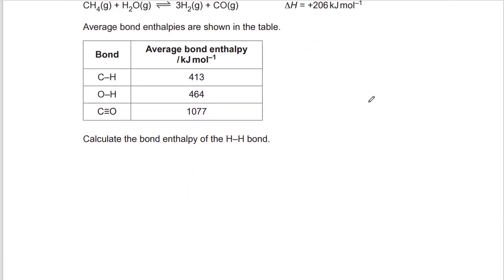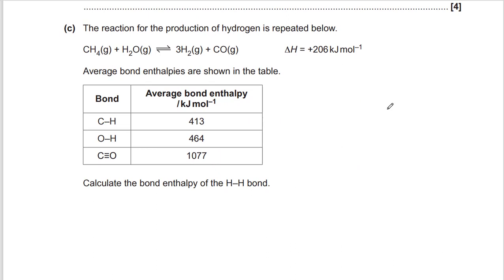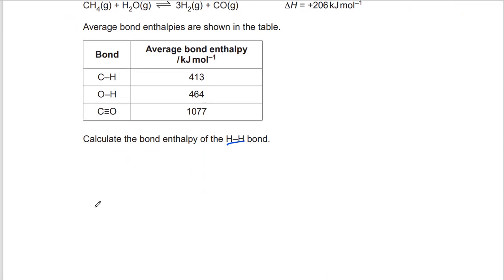Right. Bond enthalpy calculation then. It gives you the same equation that we had earlier. Average bond enthalpy is shown in the table. Calculate the H to H bond. So the way I would do this is straightforward. We need to calculate an unknown bond here. So we have CH4. It's better to draw it out just to make sure we don't forget any bonds, although we're probably not going to. It's good practice. H2, and there's 3 of those, and CO, and we know it's a triple bond.